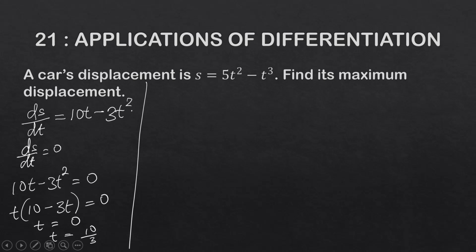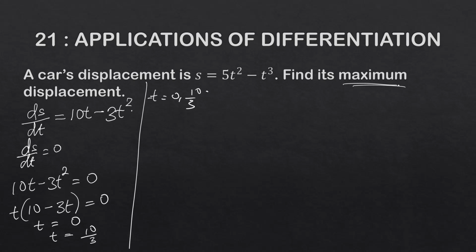So these are two values of t. I'll say t is going to be 0, 10 over 3. Now, what are we going to do? We are going to substitute them back into this equation to find their corresponding values, because at maximum displacement, but then remember they've already told me maximum displacement.